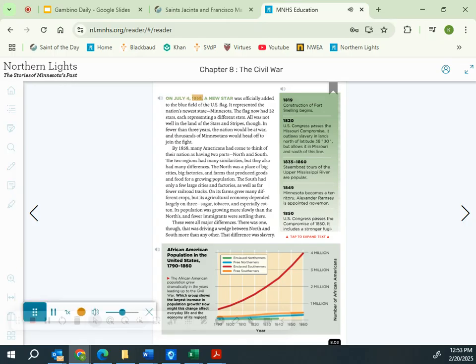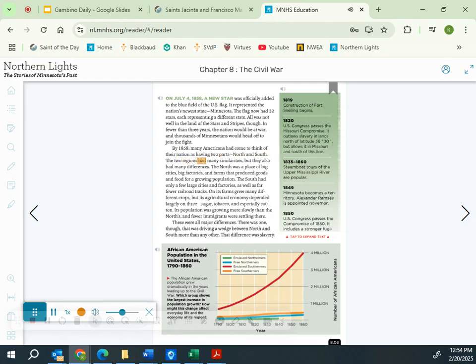On July 4th, 1858, a new star was officially added to the blue field of the U.S. flag. It represented the nation's newest state, Minnesota. The flag now had 32 stars, each representing a different state. All was not well in the land of the Stars and Stripes, though. In fewer than 3 years, the nation would be at war, and thousands of Minnesotans would head off to join the fight. By 1858, many Americans had come to think of their nation as having two parts, North and South.